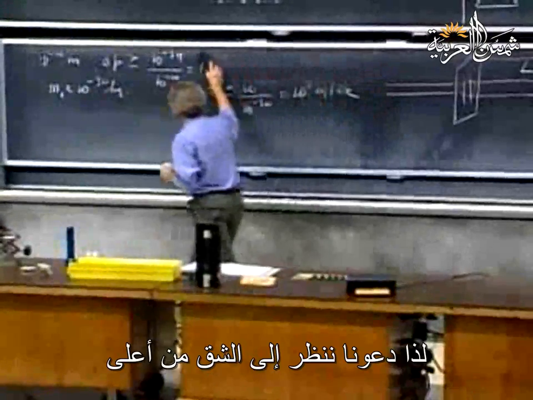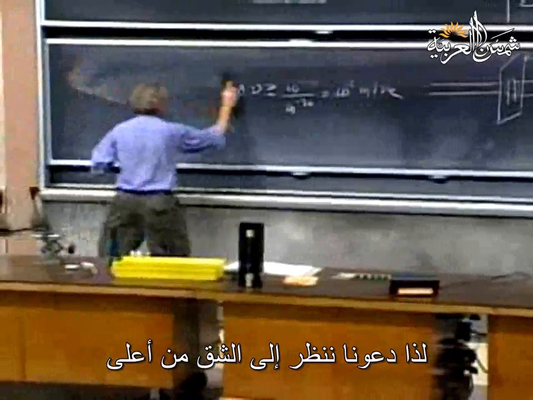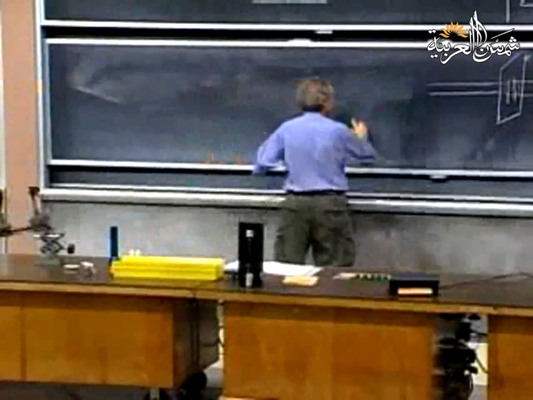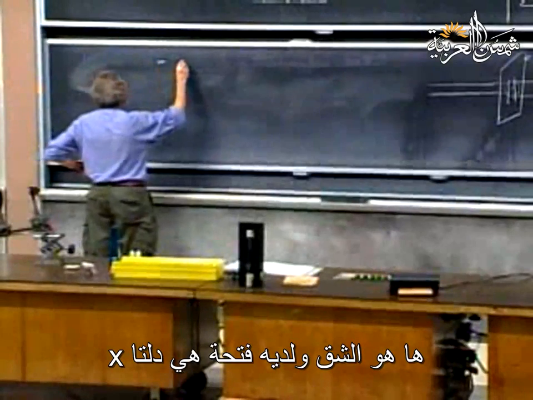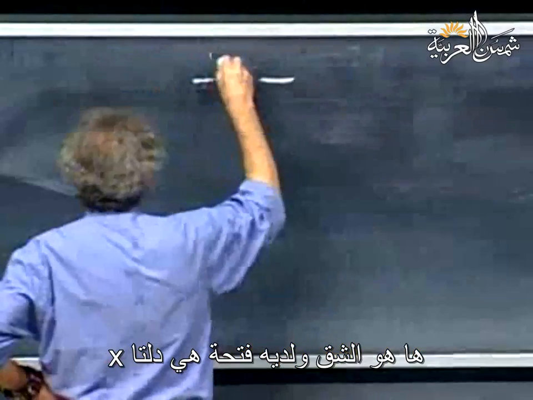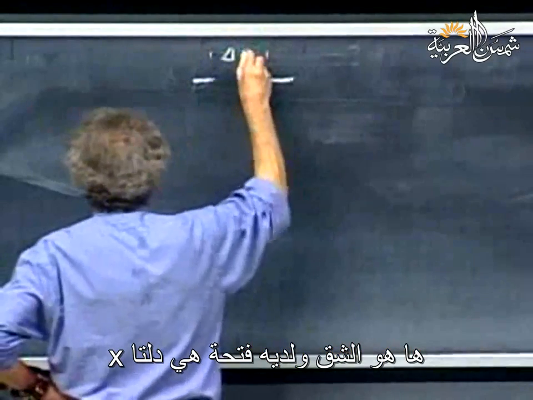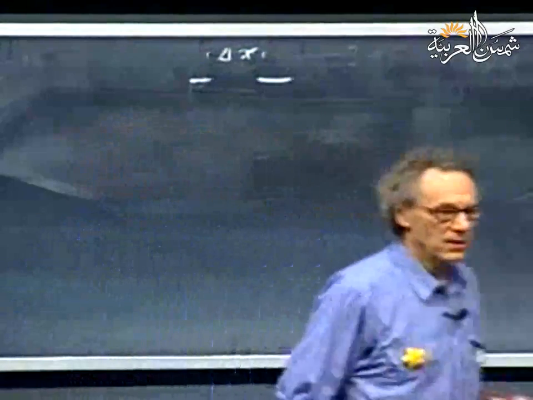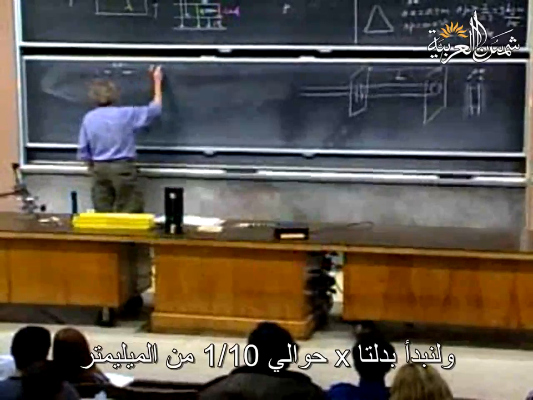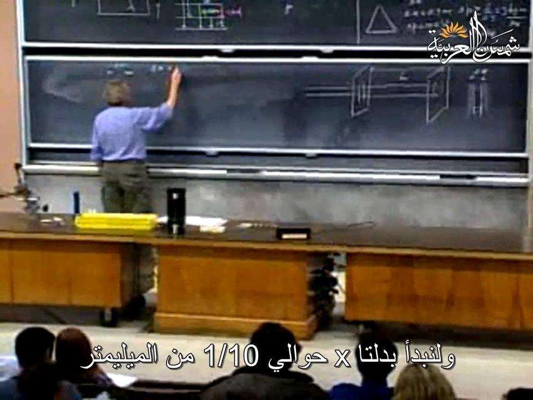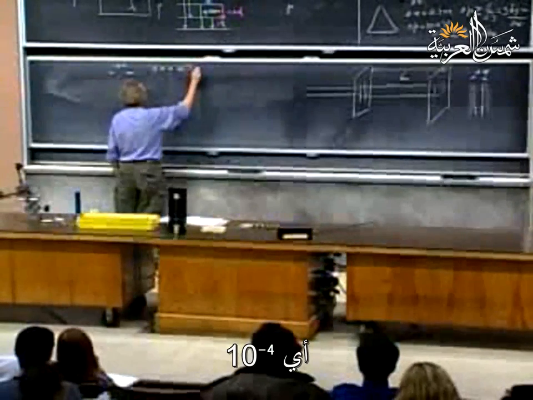So let's look at this slit from above. Here's the slit. And the slit has an opening delta x. And this delta x we're going to make smaller and smaller. And let us start with a delta x of about 1/10 of a millimeter, which is 10 to the minus 4 meters.